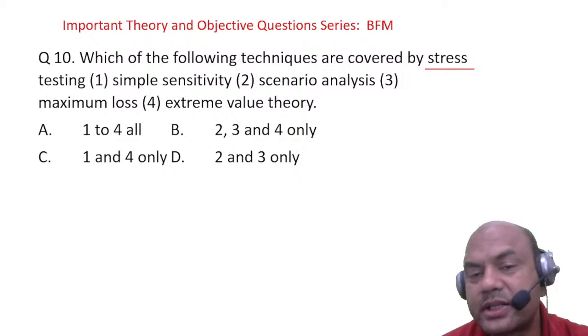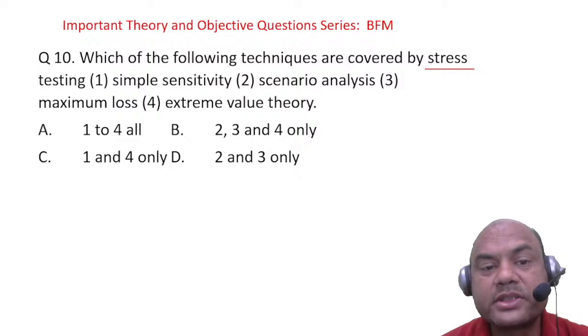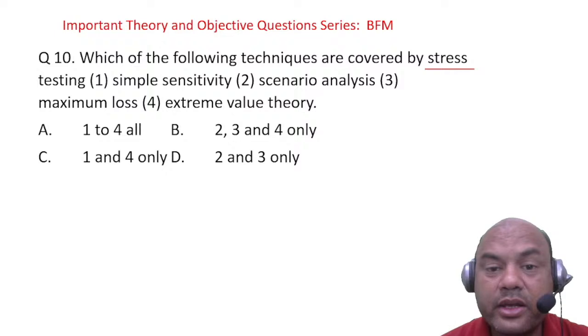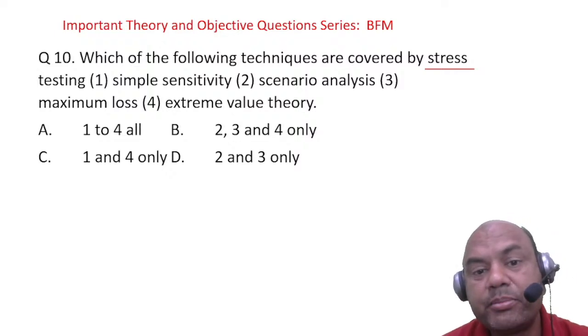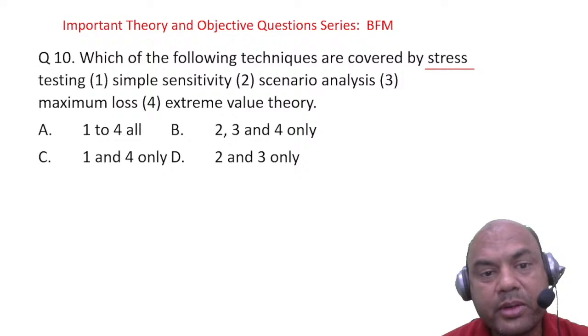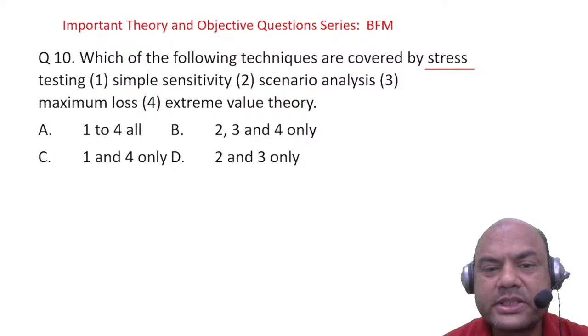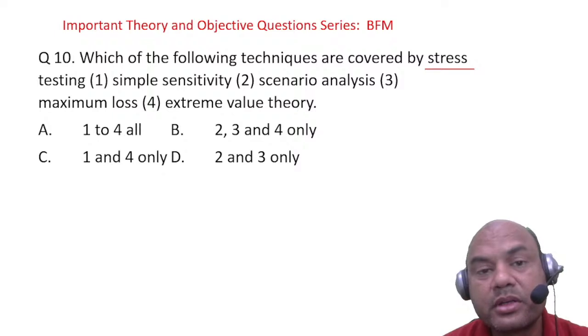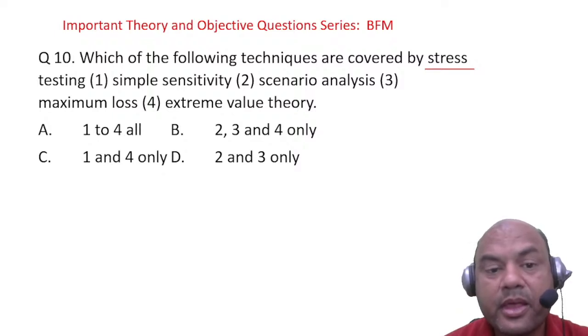Think. Now the answer is simple. Stress testing covers simple sensitivity. Sensitivity means fluctuations. These have deeper meanings, and today I won't be able to explain them, as it will take much time. Simple sensitivity, scenario, maximum loss, and EVT. EVT is extreme value theory, which means what can be my maximum extreme losses. Maximum loss means no profit and all losses.